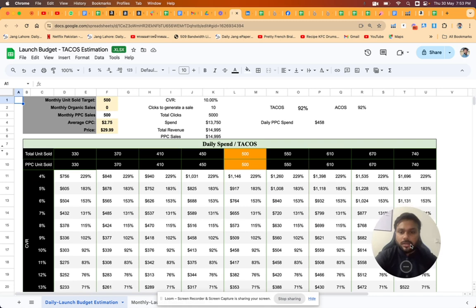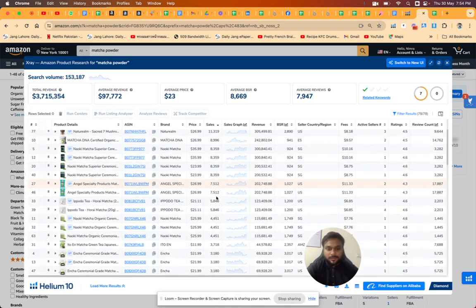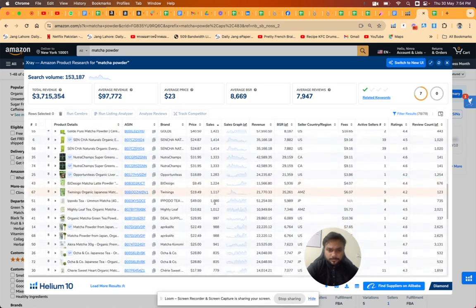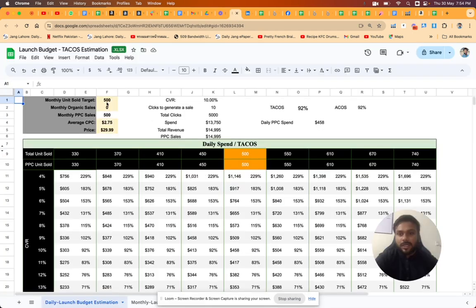First, we need to calculate the monthly units sold, that is, what we plan to get as monthly units. Let's suppose we're going with the product of matcha powder, and we run an X-ray on the matcha powder product and sort by sales. We see that our competitors are getting 42,000 units per month, and then 8,000, 7,000, 5,000, 4,000. If we select this competitor who is getting 500 units, and go with the goal that we will get a total of 500 units in a month, let me put that here: my goal would be 500 units in a month.